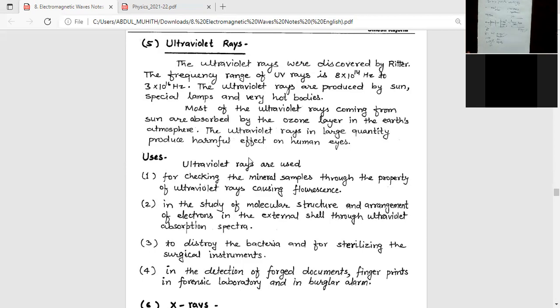In the morning and evening, that is a different thing. Before 7 a.m. or after evening, when the sun is at the horizon, it's okay. But otherwise, never look at the sun directly. It can cause blindness. So they are very harmful. Ultraviolet rays are used for checking mineral samples through the property of UV spectroscopy.